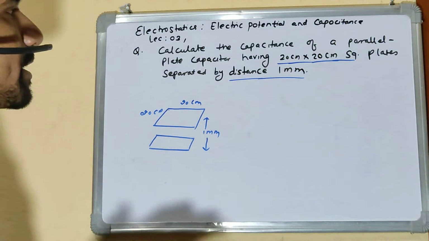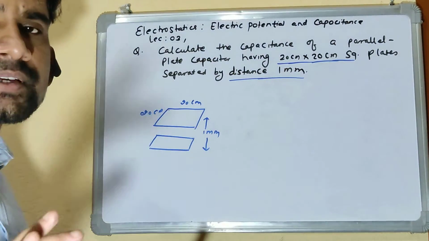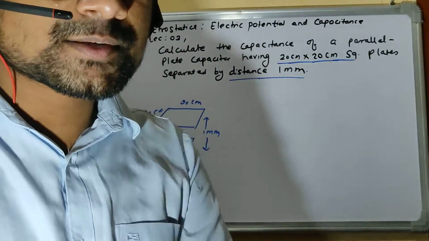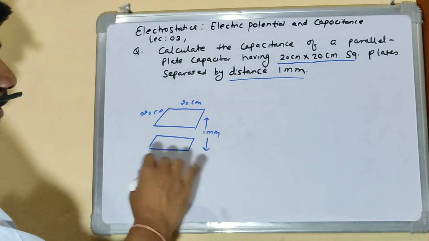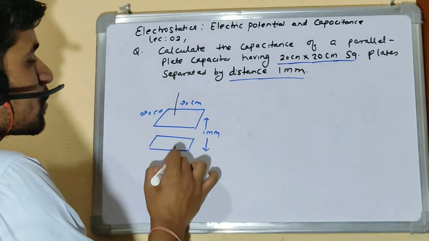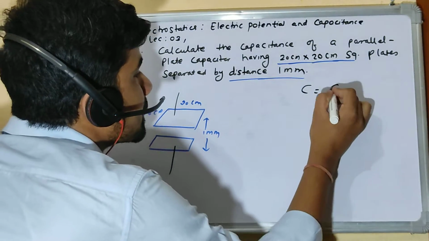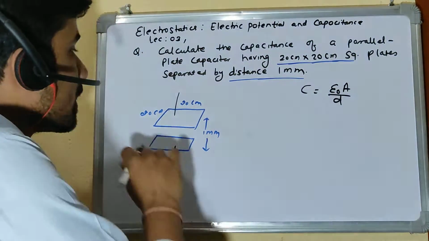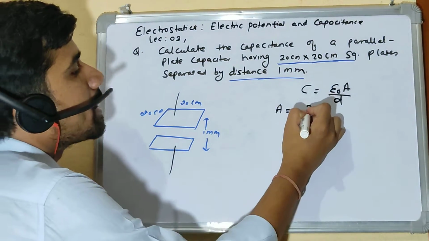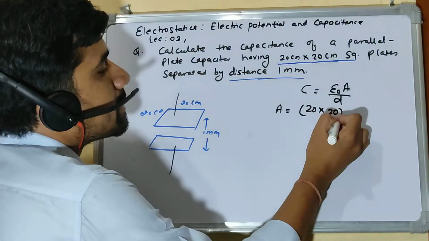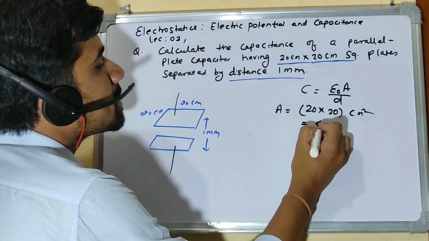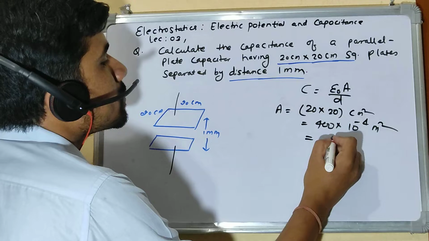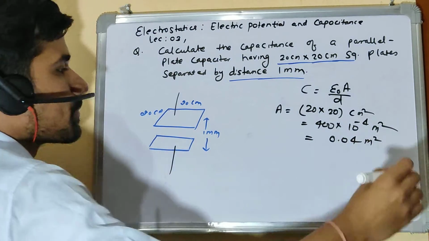You see, only geometrical quantities are given to us here, area and the distance. So we can easily calculate capacitance using these geometrical quantities only, because capacitance depends only on the geometrical configuration. The formula for capacitance of a parallel plate capacitor is epsilon naught A by D, where A is the area of cross section. The area of cross section of the plates is 20 cross 20 centimeter square. In meter square, this is 400 into 10 to the power minus 4 meter square, so nothing but 0.04 meter square.